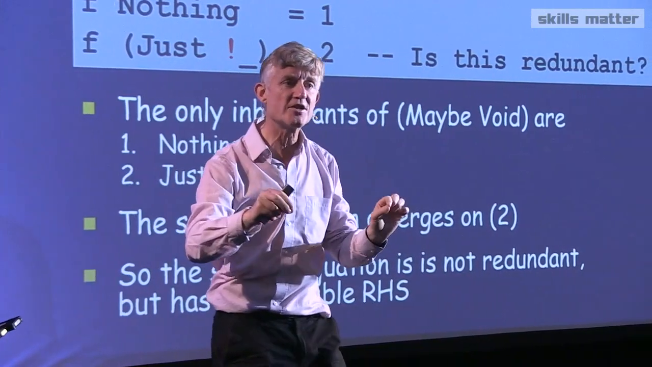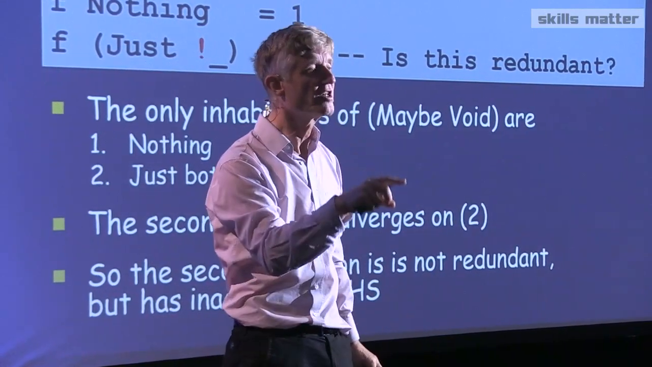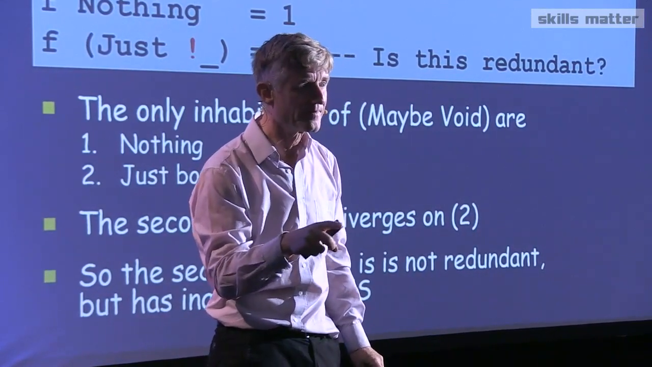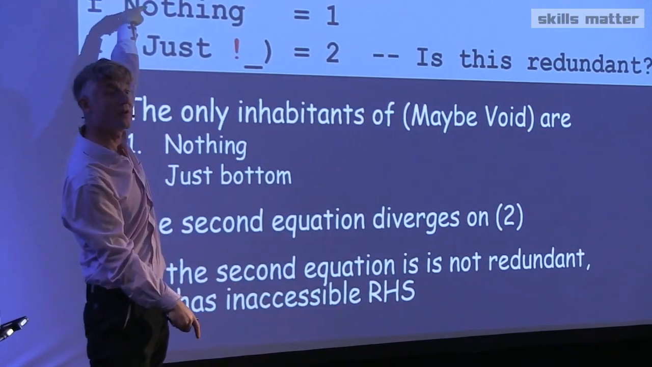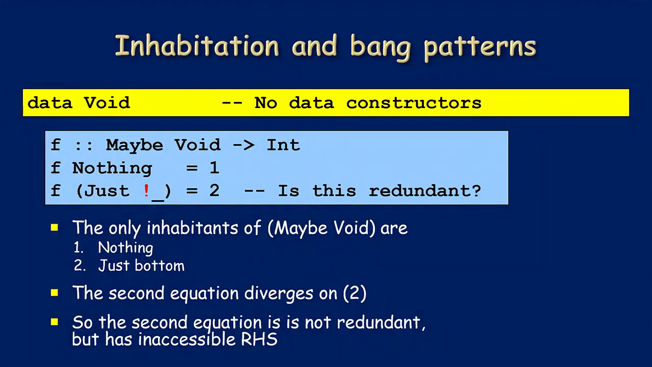So this is another example of an equation that is not redundant, but if I deleted this equation and gave F just bottom, it would not match this and fall out, into thin air, right? That's incomplete patterns, right? So this is not redundant, and nevertheless, again, I cannot get to the right-hand side, so it's an inaccessible one of those, okay?